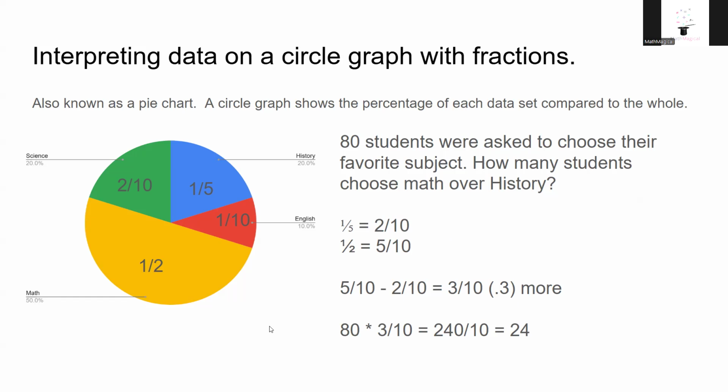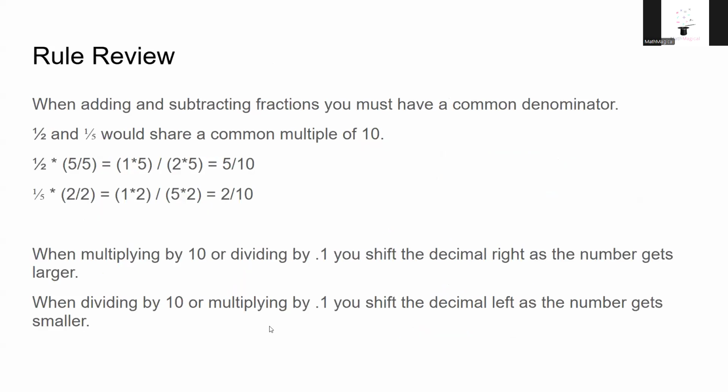And just a quick rule review. When we're adding and subtracting fractions, we must have a common denominator. So 1/2 and 1/5 would share a common multiple of 10. So if we do 1/2 times 5 over 5, that's going to give us 1 times 5 on the top and 2 times 5 on the bottom, which is 5/10. And then the 1/5 we'll multiply by 2 over 2, which is 1 times 2 on the top and 5 times 2 on the bottom, which gives us 2 over 10.